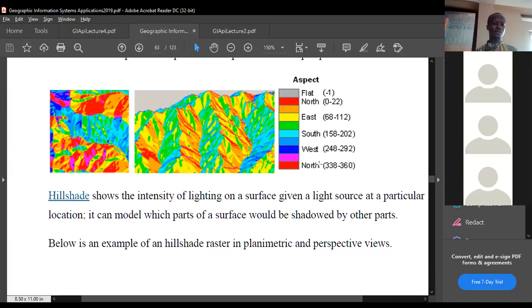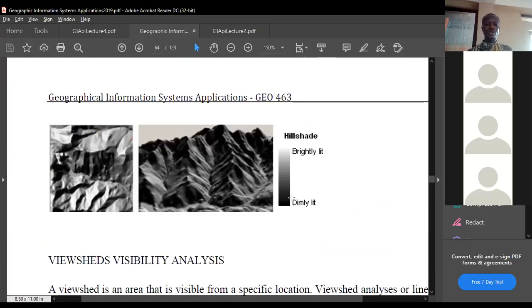Okay. Think about it. We can have what we call a hillshade. So a hillshade actually shows you the intensity of lighting on a surface, given a light source. So the hillshade is like we're creating an illusion, a visual impression, of an area of a surface as if the sun is actually shining. Okay, so without wasting your time, let me show you an example. Example is what we are looking at here. So here you can clearly see, wow, the sun is shining, isn't it?